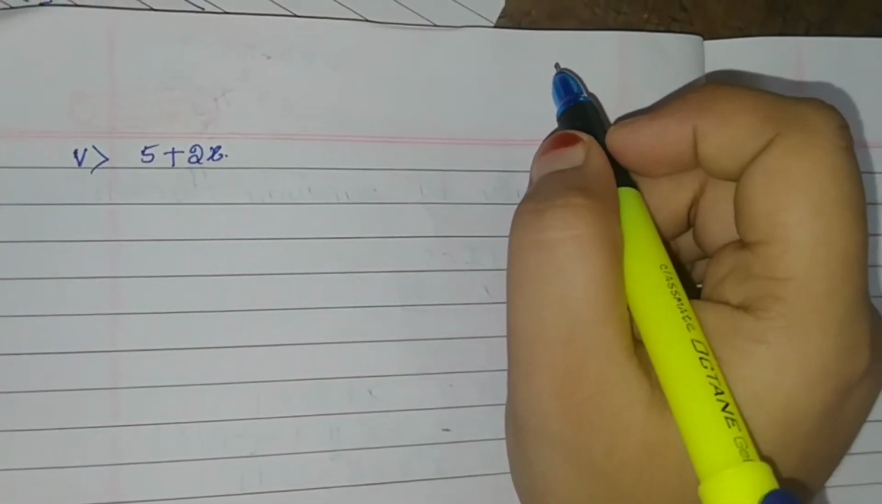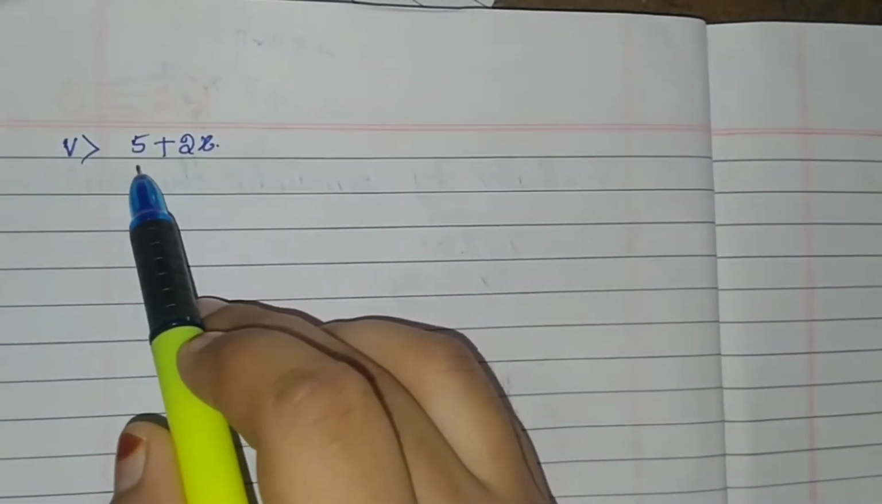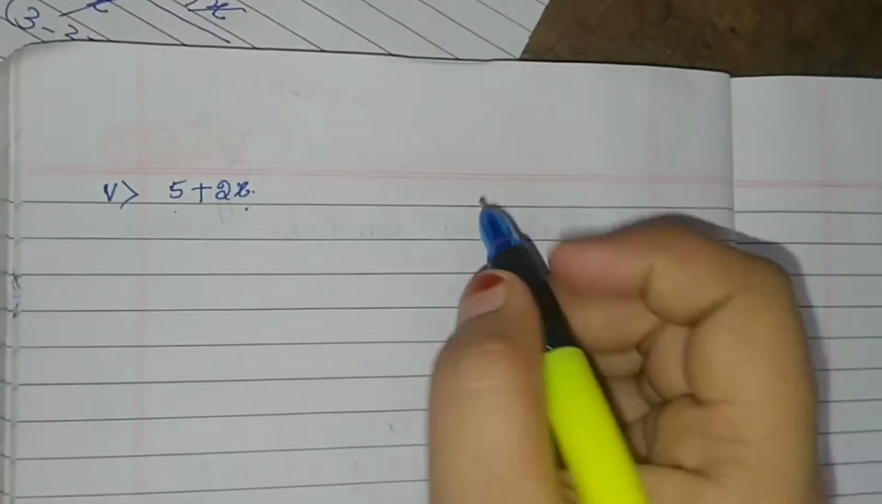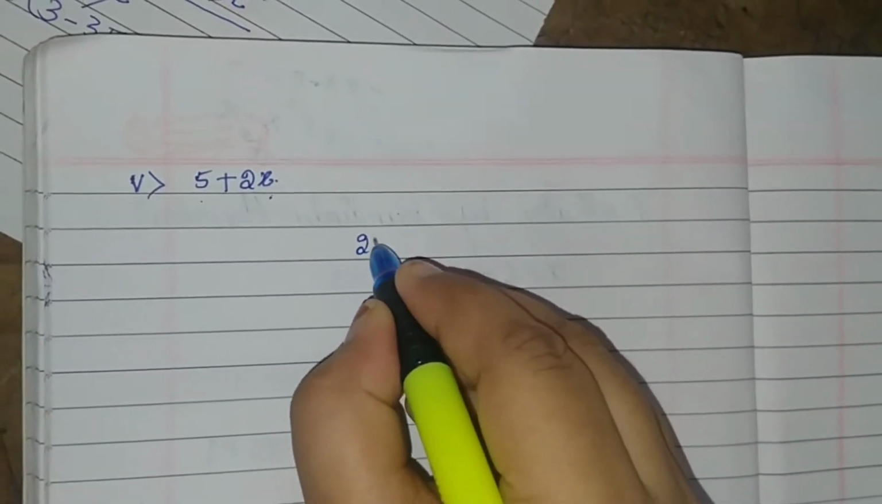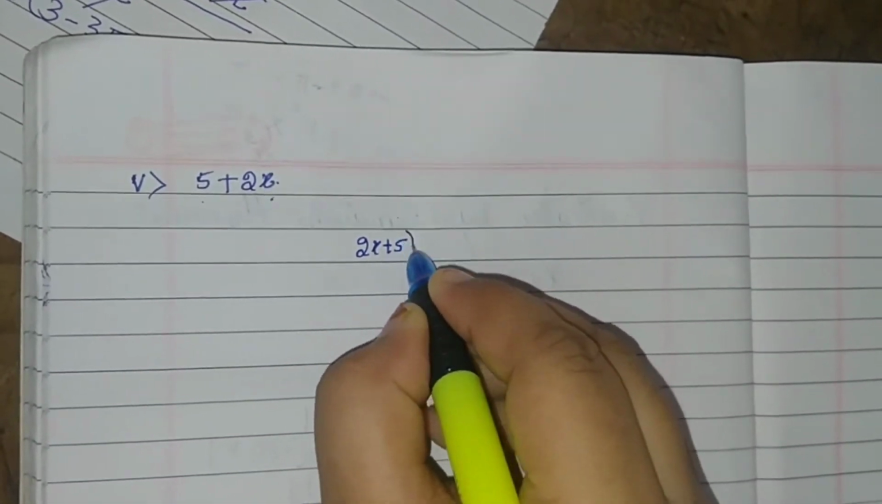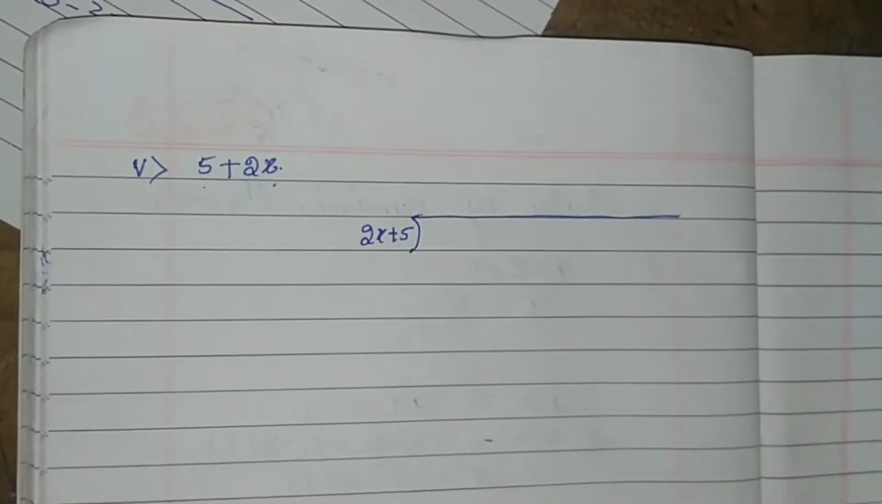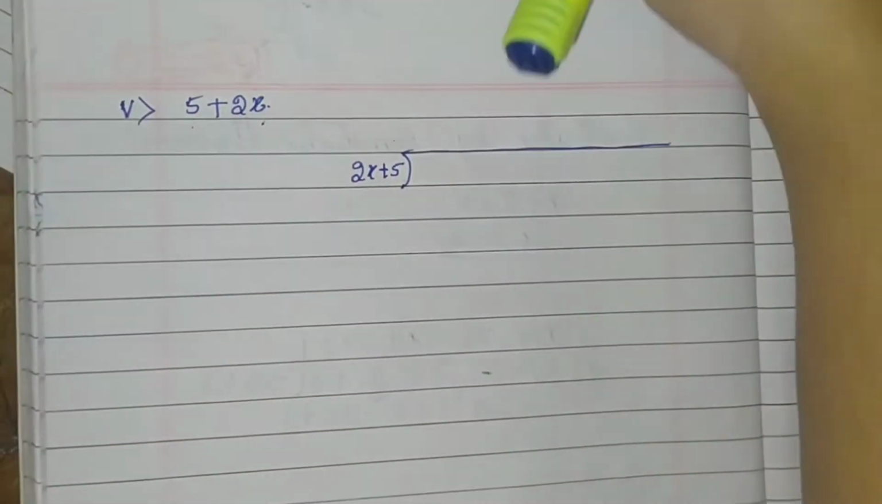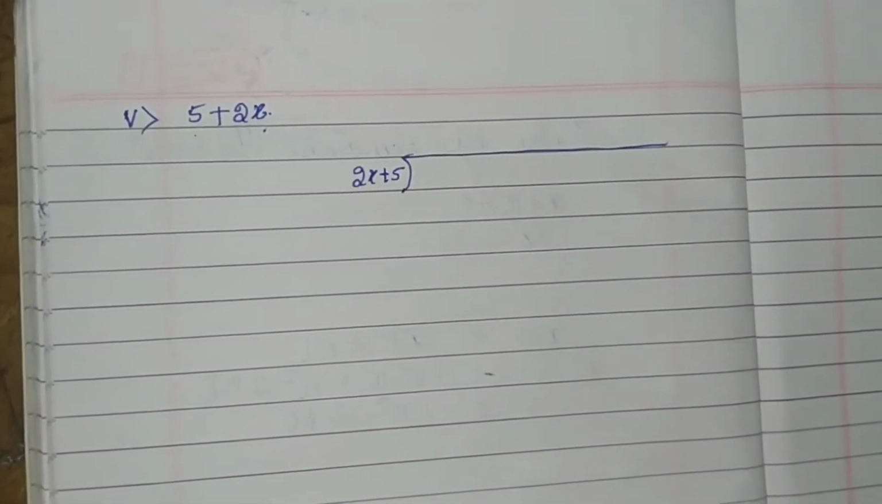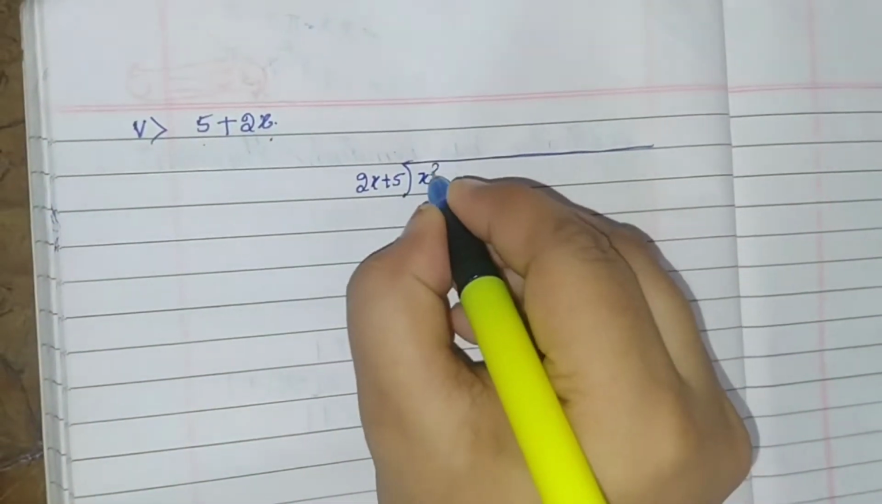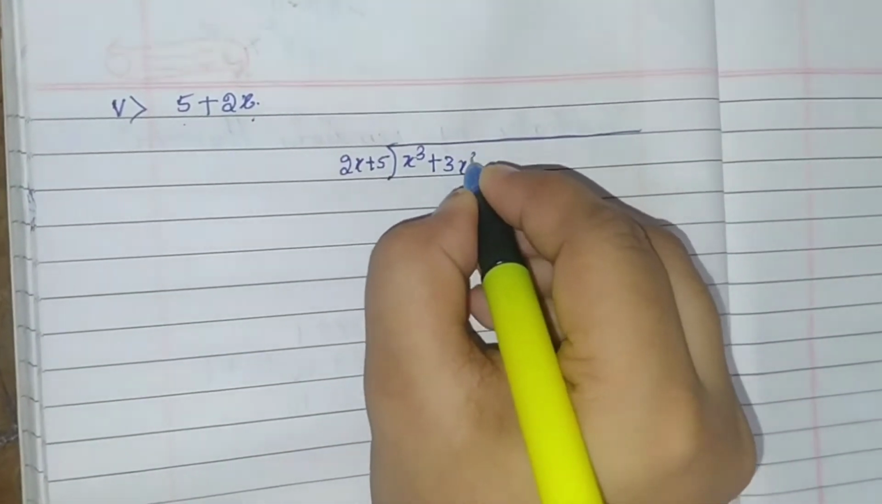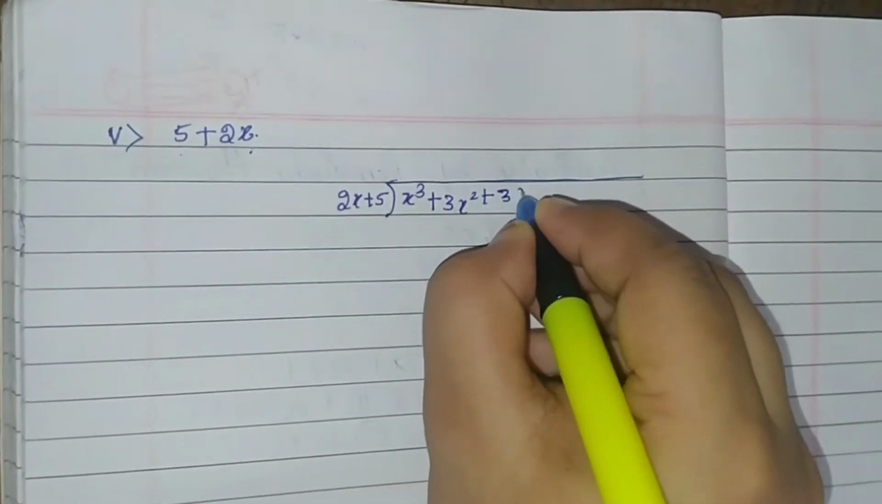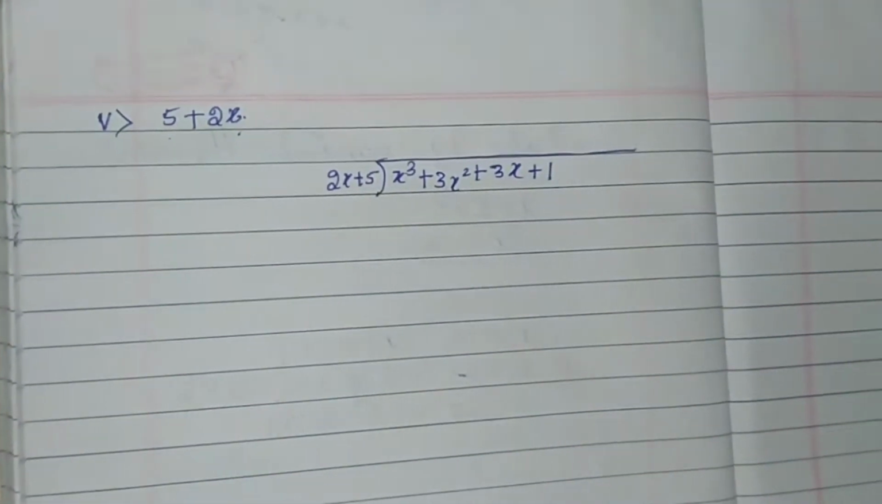Your fifth problem is where the divisor is 5 plus 2x. So you have to write the divisor as 2x plus 5. The same dividend you have to consider, that is x cube plus 3x square plus 3x plus 1.